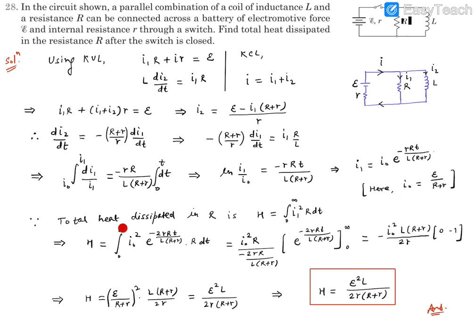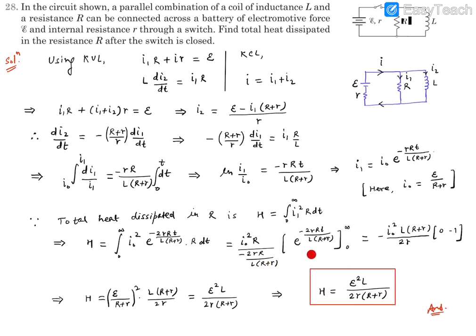Now we need to find the total heat dissipated in R. So let's say heat H is equal to the integral of I1 squared R dt. Now I1 squared will be I naught squared, and the square of the exponential will bring a 2 over there, and R dt. So we can take I naught squared R outside and go for integration. The exponential will have the same integration, however the coefficient of t will be divided. So that is minus 2rR divided by L(R plus r). Now limits will go from 0 to infinity.